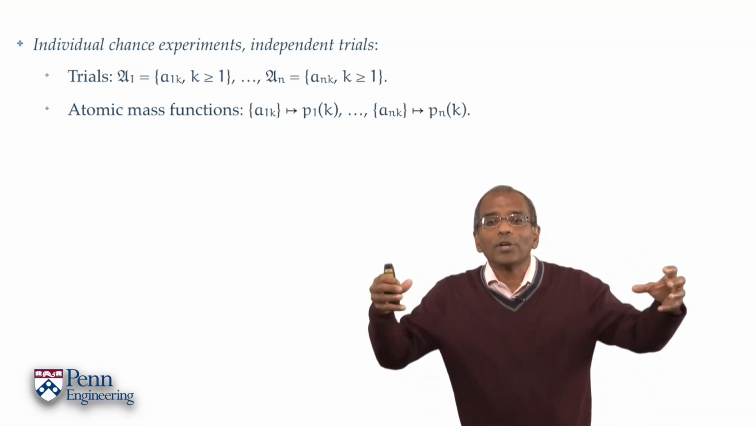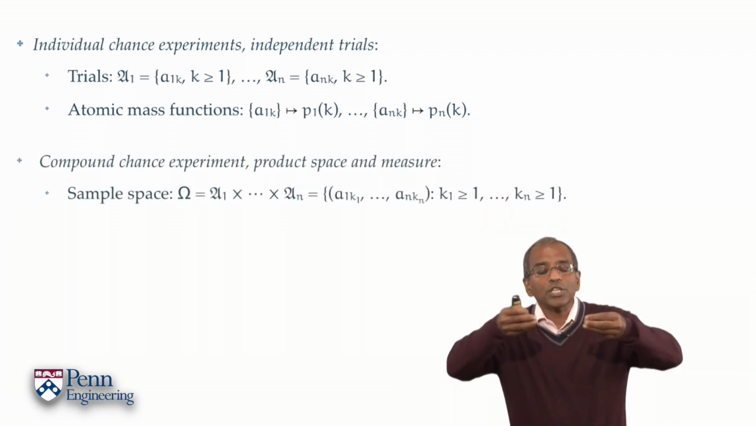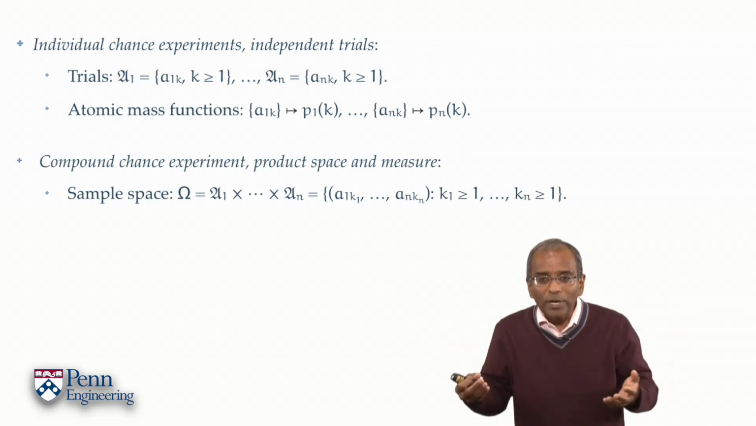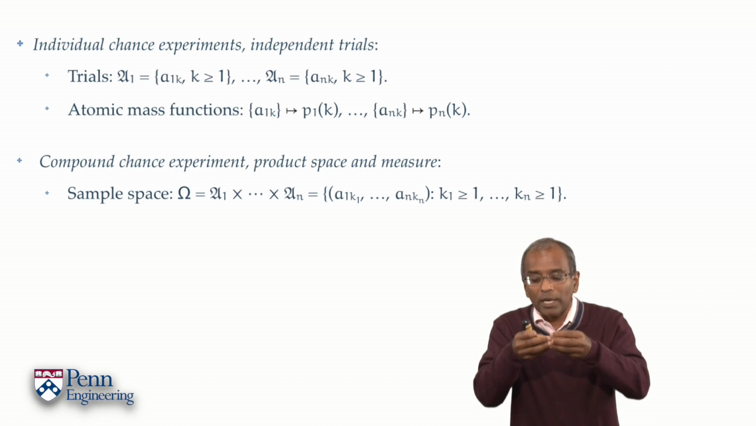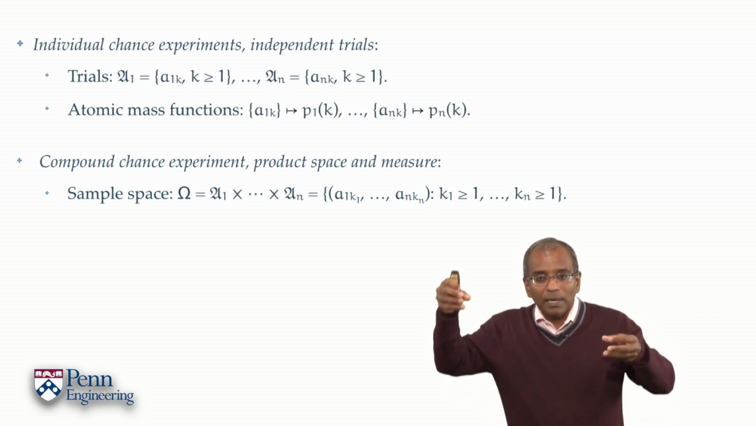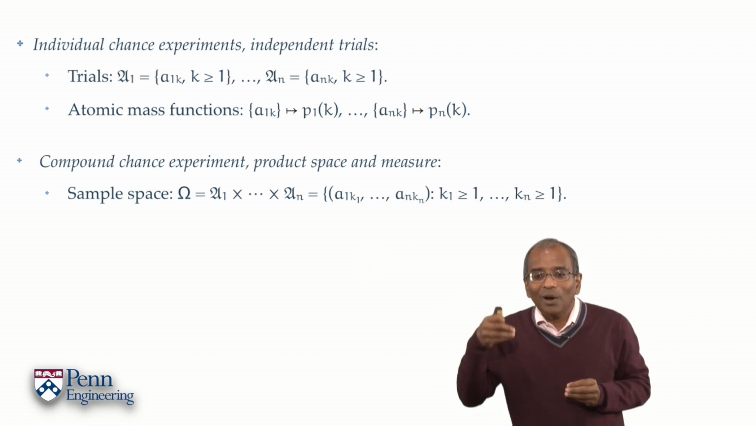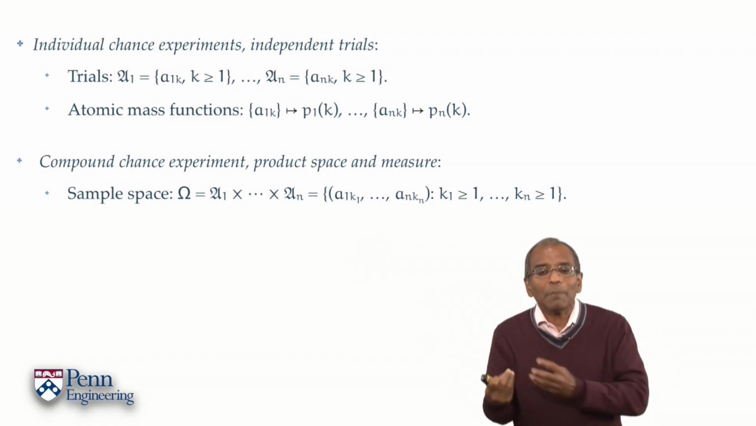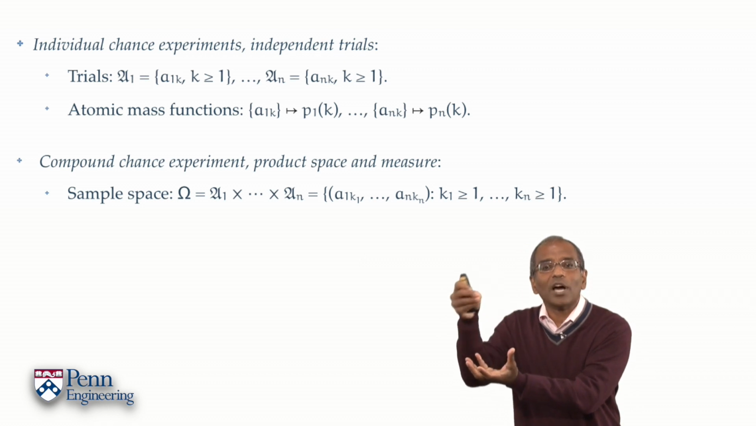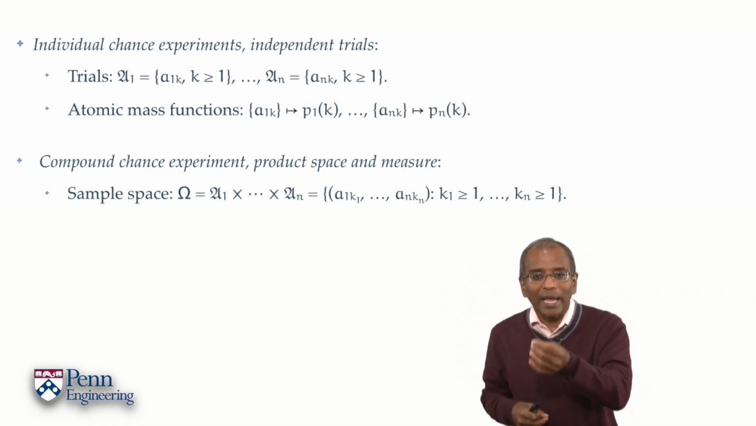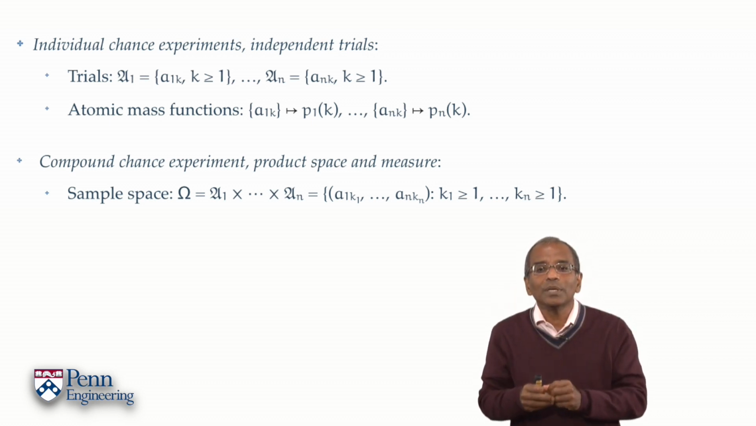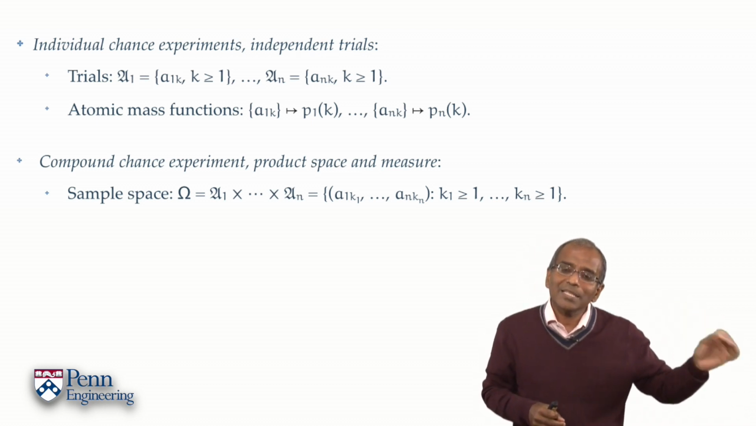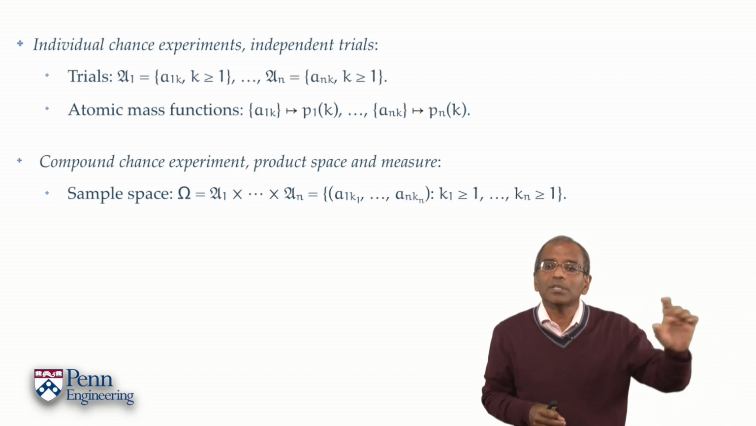We now stitch the compound experiment together by looking at all these trials en masse. The compound experiment is specified by specifying the results of each trial. Naturally enough, we identify the results of each trial as an ordered n-tuple. The first element of the n-tuple, A1,k1, represents the k1th element of trial 1. The second element, A2,k2, represents the k2th element of trial 2. The last element, An,kn, represents the knth element of trial n.